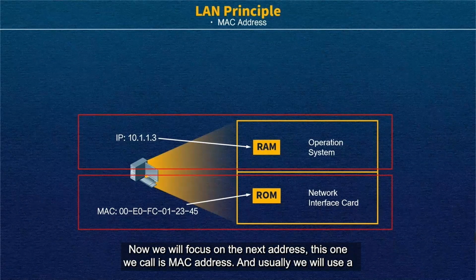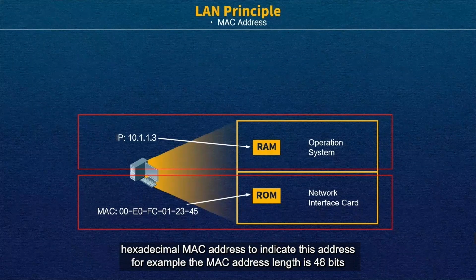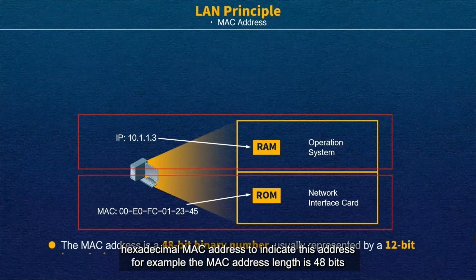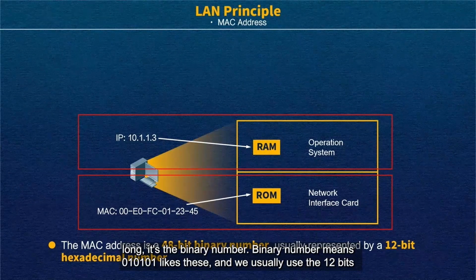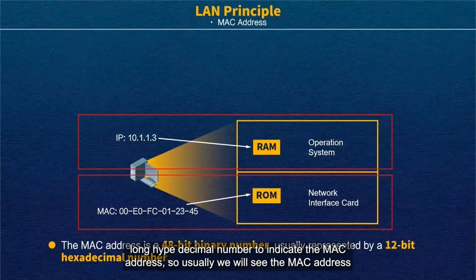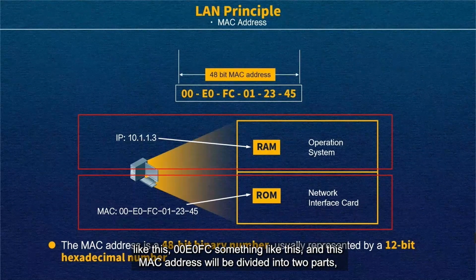This one is called the MAC address. Usually we use hexadecimal to represent the MAC address. For example, the MAC address is 48 bits long in binary. Binary means 010101 like this. And we usually use a 12-digit hexadecimal number to represent the MAC address. So usually we will see a MAC address like this, 00E0FC, something like this.